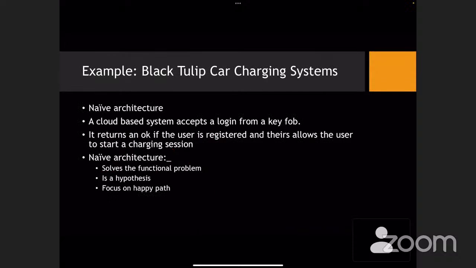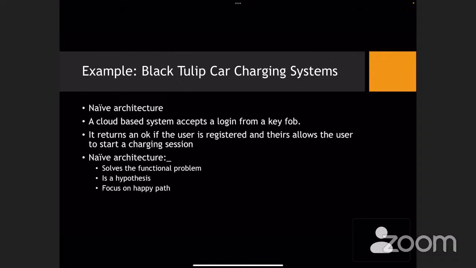And I have a much more concrete example of this. And so if we think about a system that's being built to manage the charging of electric cars, we have a cloud-based system that's going to be used to decide whether or not you're able to plug in and charge your car at one of this company's fast charging stations. And the way it works, the naive architecture, is that you'll go in as a customer, you'll sign up on the internet, you'll put in your details, your credit card details and all of that stuff, and they'll send you a key fob at home.